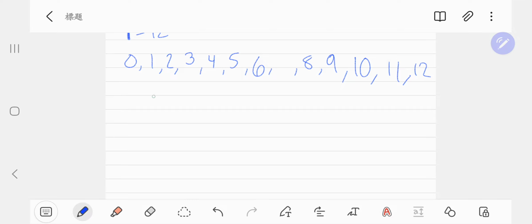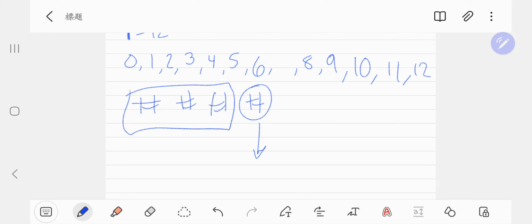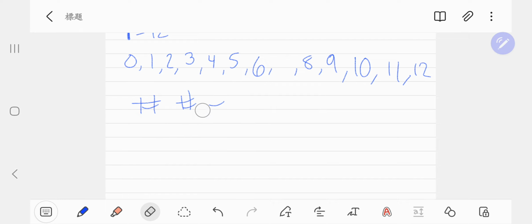Alright, the 7's rule is you take any number you want and you break off that last digit, and this becomes a new number, and this becomes a new number. So you're just breaking that off from your old number. Let me show you how that works.